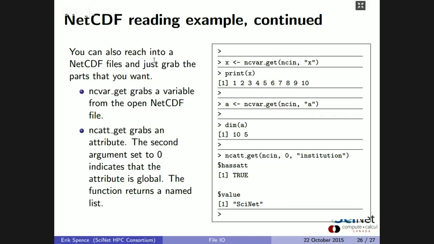ncatt_get gets the attributes. Institution. It's going to return a named list, actually. One is hasatt: does this thing exist in there? Yes, that thing is in there. Has attribute. I don't know why there are 2 S's. Value: what is it? It's not hard, at least in R, it's not hard. Questions?